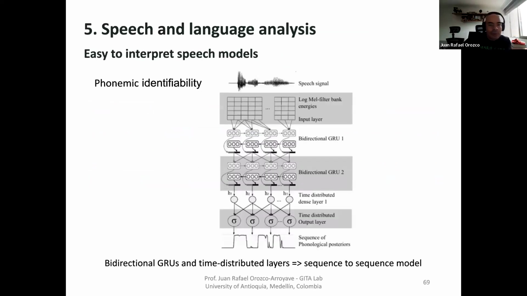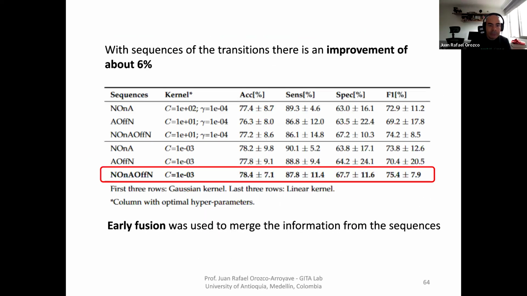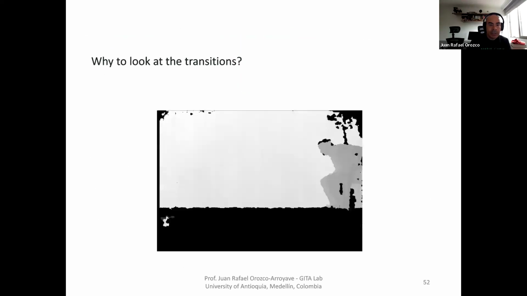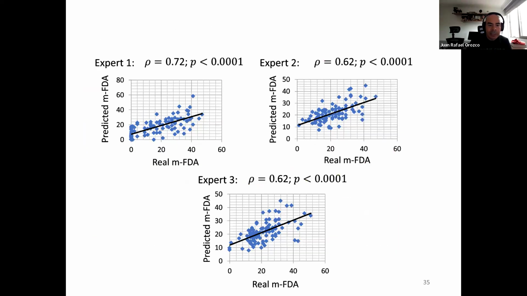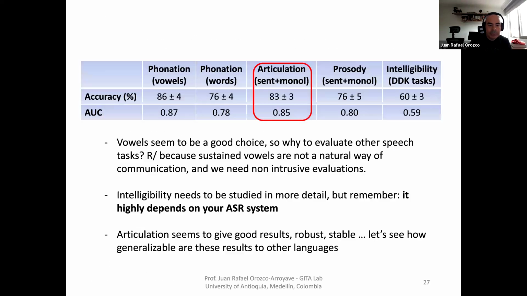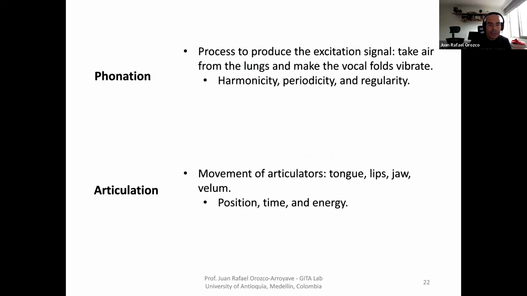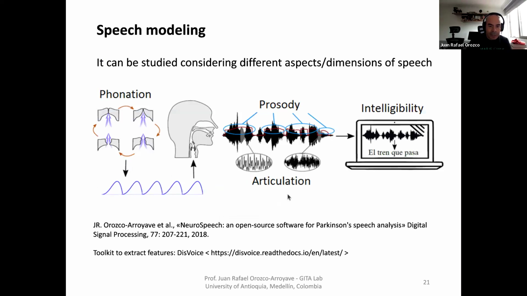Okay, now for speech and language analysis, following the same idea of finding interpretable models, we said, okay, we need to find, if we come back to the speech, how we model speech. In the beginning, I showed you that we were using, let me go back just to make it clearer, phonation, articulation, prosody, and intelligibility. If you think of a clinic, you ask a neurologist about all of these concepts, and of course they will say, yes, I know about it.